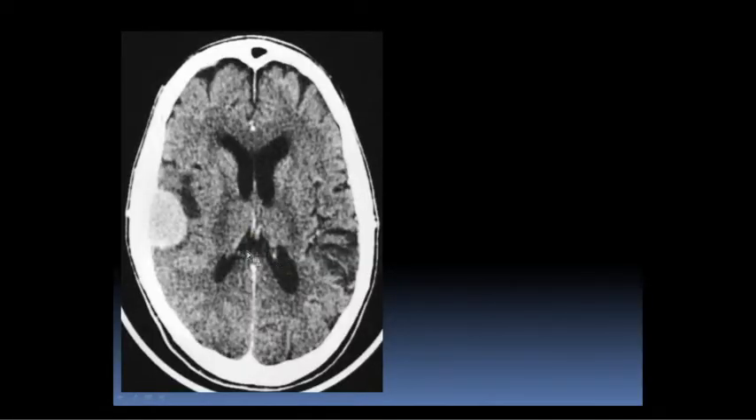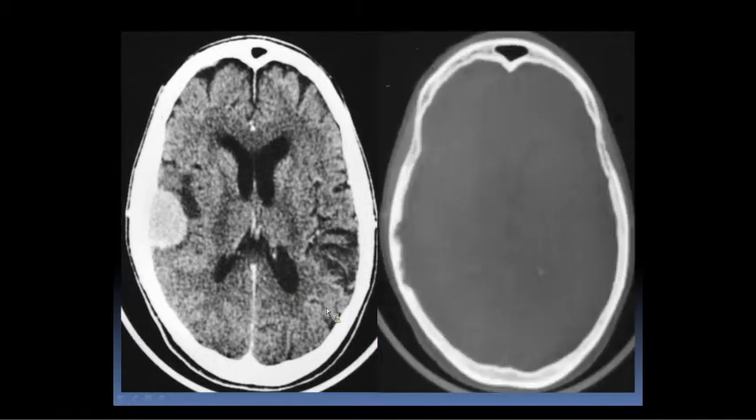So this is the case we were looking at just before. We have this extra-axial mass with a little bit of a cleft sign here, buckling of the gray-white, classic findings of an extra-axial mass. So this is the bone window. What do we think this is most likely to be?